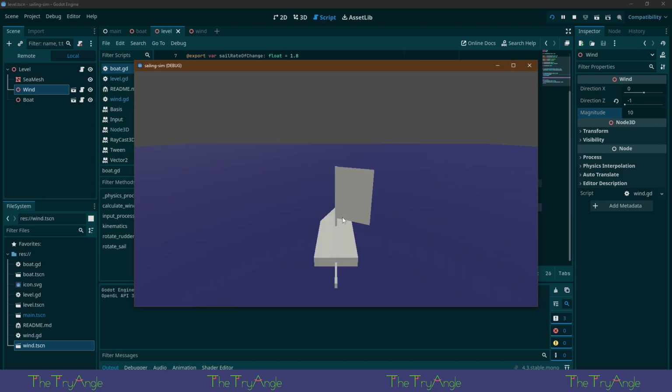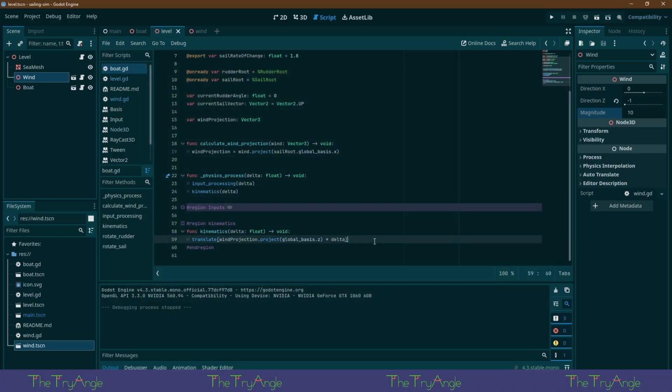Okay. Yeah. All right. So we're moving at good speed. It's not too fast. And are we... No, we're just translating. It should be. Yeah. All right. Let's see here. That's good. That's fantastic. We just got wind working. Huzzah. All right. But there's something else I forgot.